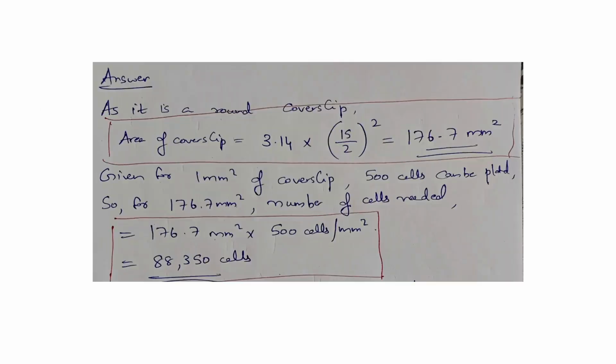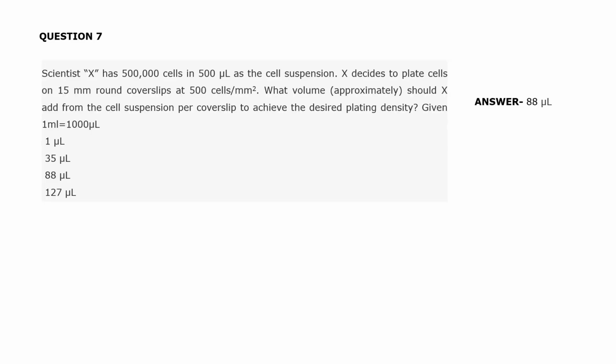I will give a conclusion of how it was calculated. From the earlier question, we had a cell suspension with 1 lakh cells. In this case, it is 5 lakh cells, and they have given about 500 microliter. In that 500 microliter, 5 lakh cells are there. They have also given the diameter of the cover slip and defined the specific cell density that should be plated onto the cover slip. So what volume should X add from the cell suspension per cover slip?